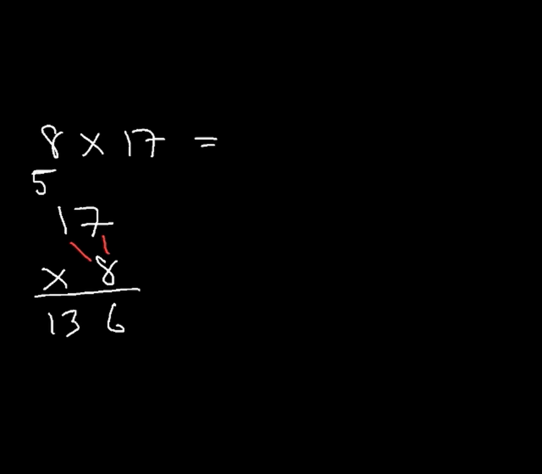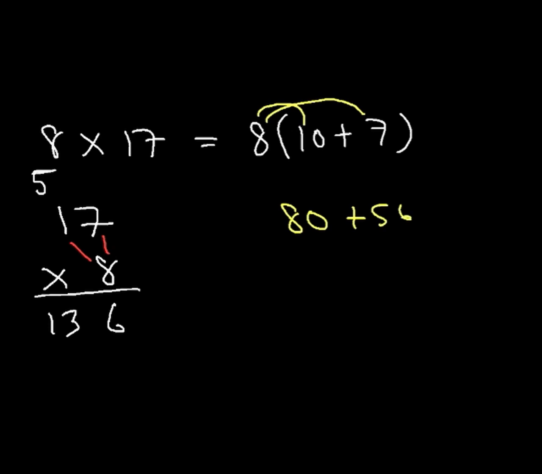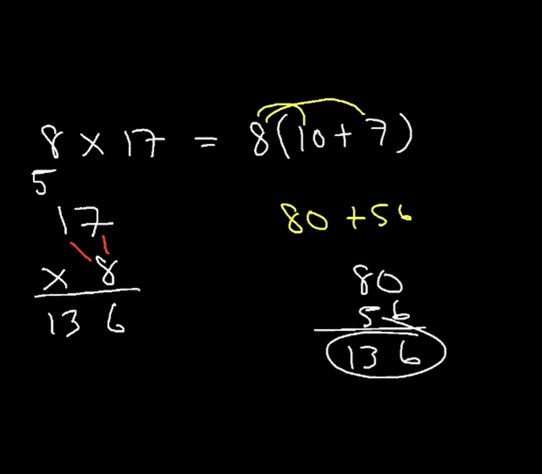So now let's use the other technique. Let's replace 17 with 10 plus 7. So 8 times 10 is 80, and 8 times 7 is 56. If you add these two numbers, 80 and 56, 6 plus 0 is 6, 8 plus 5 is 13, you get the same answer, 136. So there are many techniques that you can use to do mental math or even just math on paper without the use of a calculator.